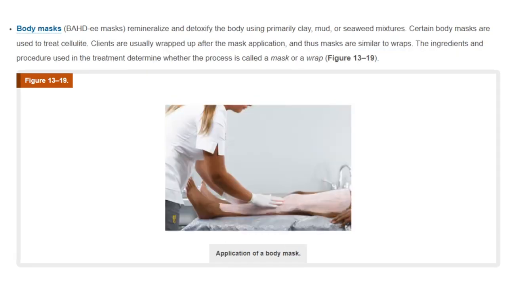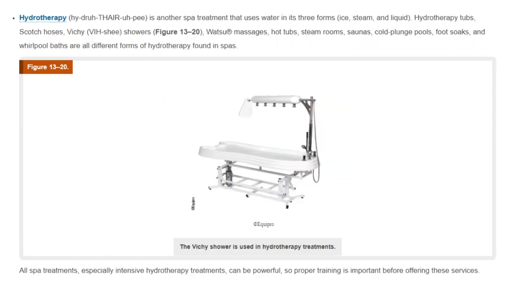Body masks remineralize and detoxify the body using primarily clay, mud, or seaweed mixtures. Certain body masks are used to treat cellulite. Clients are usually wrapped up after the mask application, and thus masks are similar to wraps. The ingredients and procedure used in the treatment determine whether the process is called a mask or a wrap. Figure 13:19. Application of a body mask.